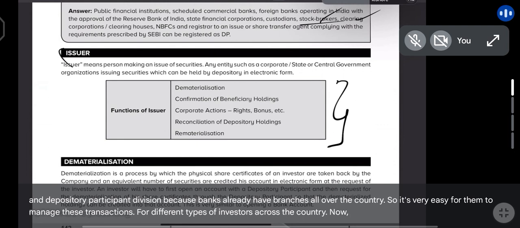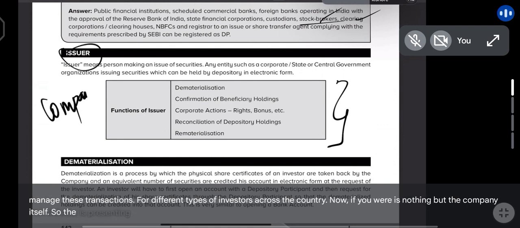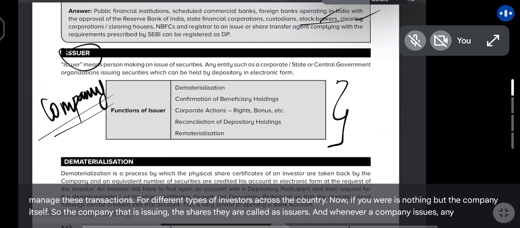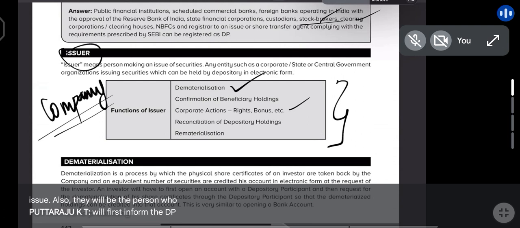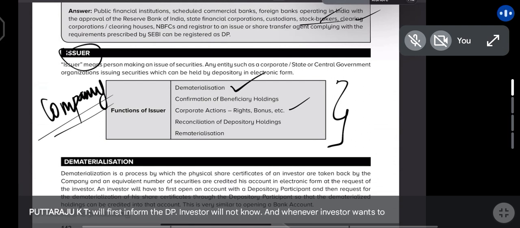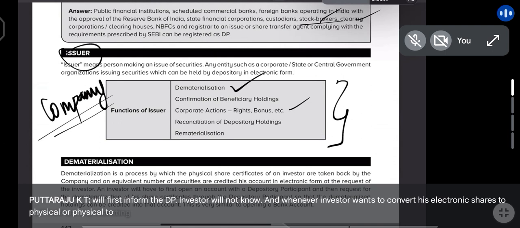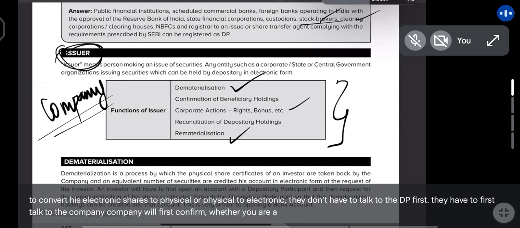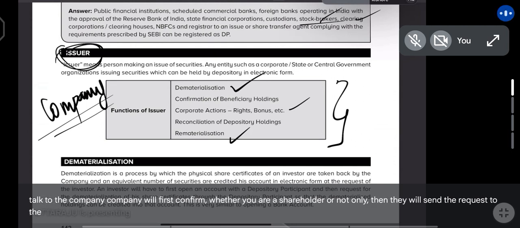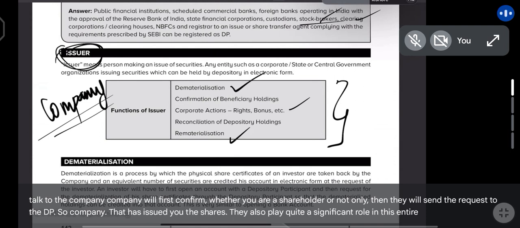Now, issuer is nothing but the company itself. So the company that is issuing the shares is called the issuer. And whenever a company issues any new set of shares, instead of the investor talking to the DP, the issuer company will talk to the DP directly. Whenever they declare a rights or bonus issue also, they will be the person who will first inform the DP. Investor will not know. And whenever an investor wants to convert his electronic shares to physical or physical to electronic, they don't have to talk to the DP first. They have to first talk to the company. The company will first confirm whether you are a shareholder or not. Only then will they send the request to the DP. So the company that has issued you the shares also plays quite a significant role in this entire demat-remat process.